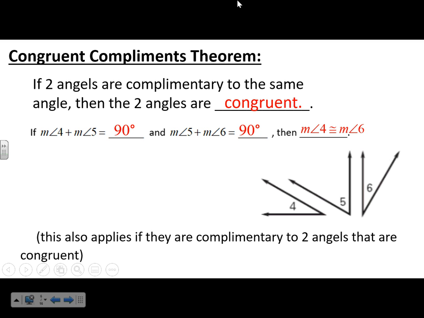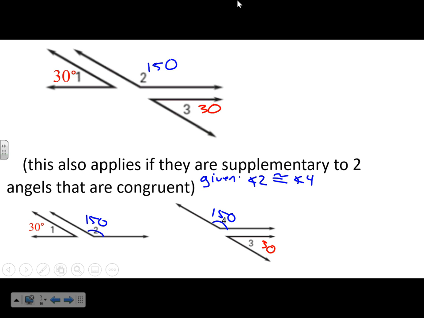So same thing as this little picture. Again, I could do the same example where I say that this is 30, so then angle 5 has to be 60 because it makes a 90-degree angle. Angle 5 and angle 6 add up to be 90, so angle 6 has to be 30. Same concept. And then again, just like the last one, this also applies if they are complementary to two angles that are congruent to each other. And again, it's the same kind of thing we did at the bottom of the slide.